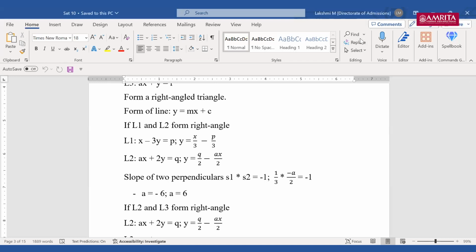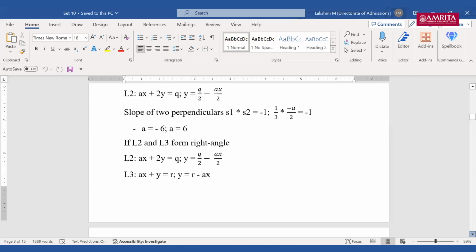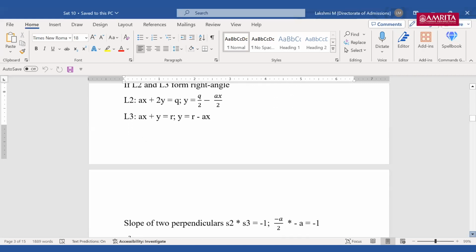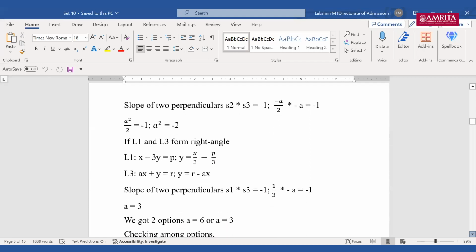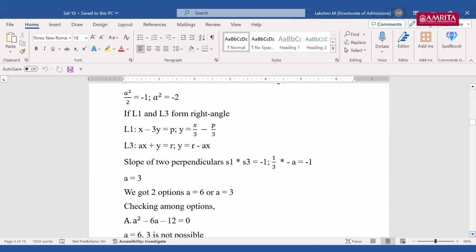That is important. So this is L1, L2. We got the value of A as 6. Similarly, we worked on the other two lines, L2 and L3, where I got the value of A square as a negative value. Then the other one is L1 and L3. I have solved this and I got the value of A is equal to 3. So anyway, this is not going to exist. So A is equal to 3 or A is equal to 6.